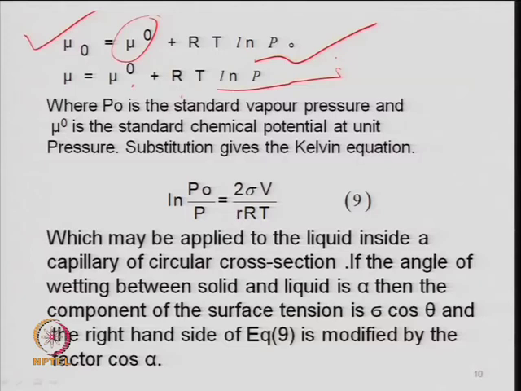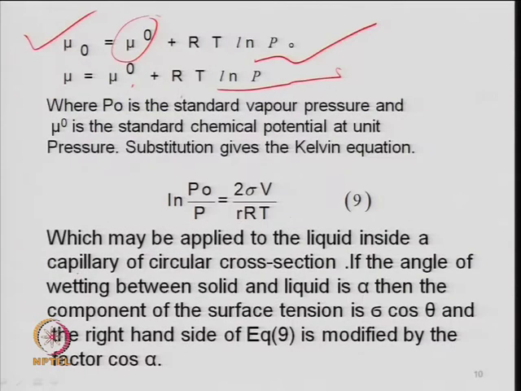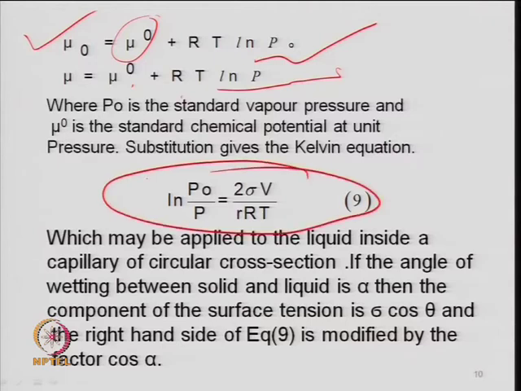So, at two different pressures, you can very easily find out mu minus mu 0 from this equation, which is simply R T ln of P by P 0. So, this equation is equivalent to that, equal to R T ln P by P 0. So, this is your Kelvin equation, a derivation of the Kelvin equation related to thermodynamic principles. So, ln of P 0 by P is equal to 2 sigma V upon r R T, where small r is the radius of the capillary.